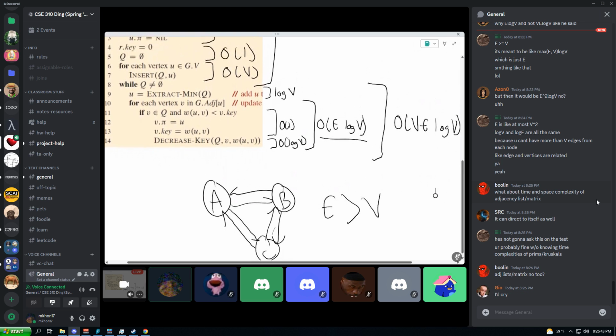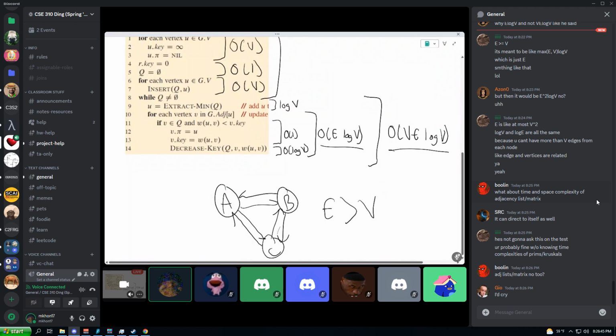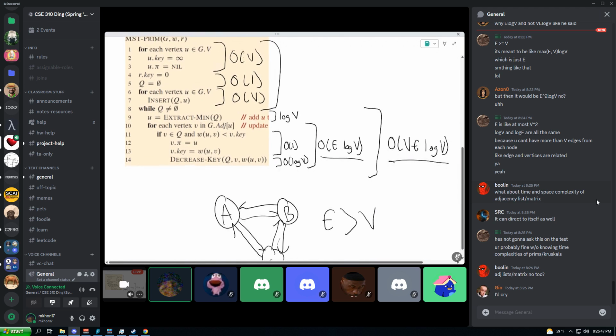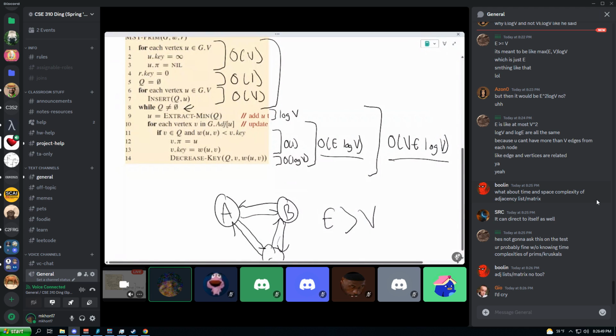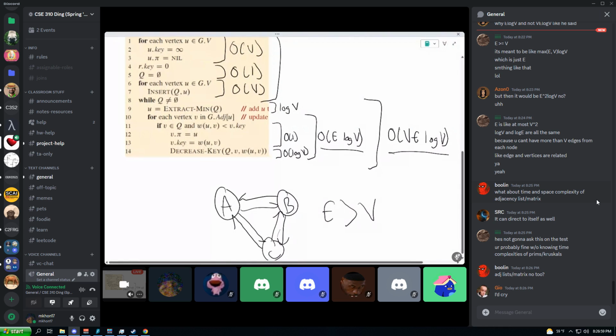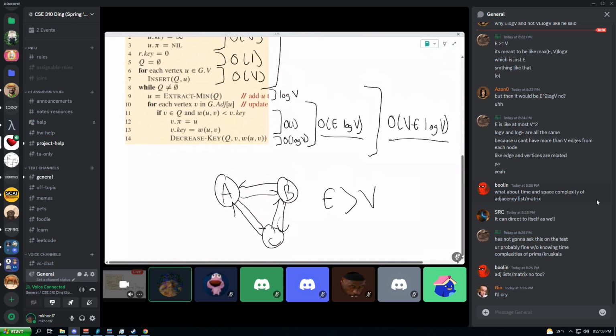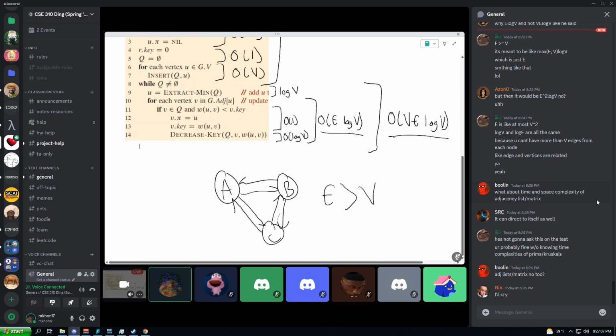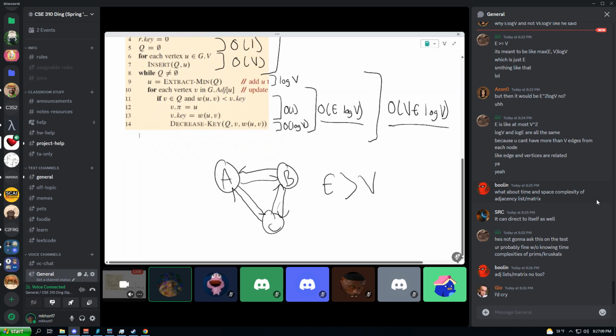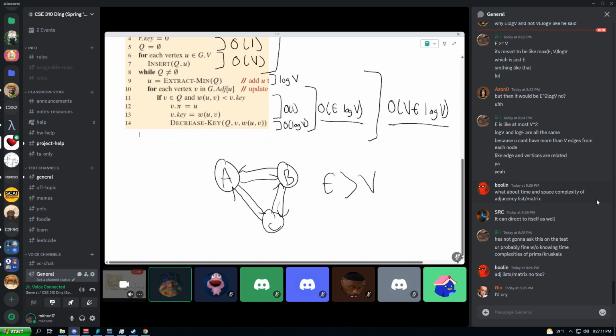Nah, I'm still confused as to why this is a thing, because this while loop, this while declaration is really throwing me. It looks like everything inside here is actually E log V, which makes sense, but that while loop is kind of throwing me. Whatever, I don't think it matters too much. I guess V is just supposed to be a lot smaller than E, so that's why they just concluded with E.